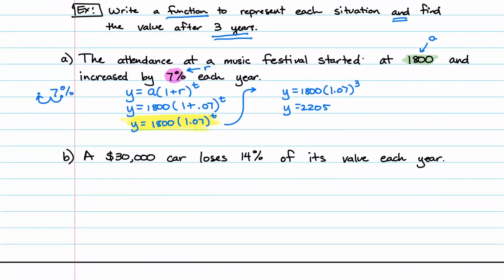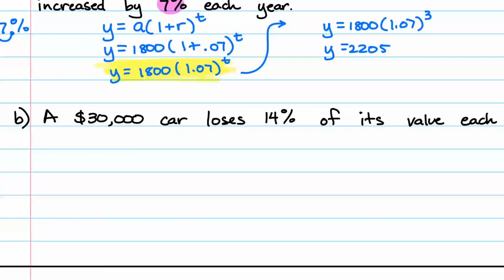All right, last question for today. It says a $30,000 car loses 14% of its value each year. Let's go ahead and write down the formula for it. Again, I'm going to be using y equals a times 1. Now, in this case, it's either a plus or a minus. But because they said that it's losing 14% of its value, I know that in this case, it's actually going to be a minus r to the t. So it's kind of up to you whether you're going to use the plus r or the minus r, okay?